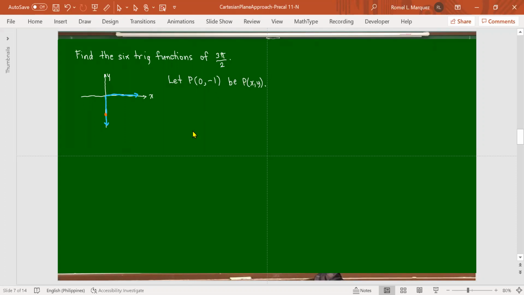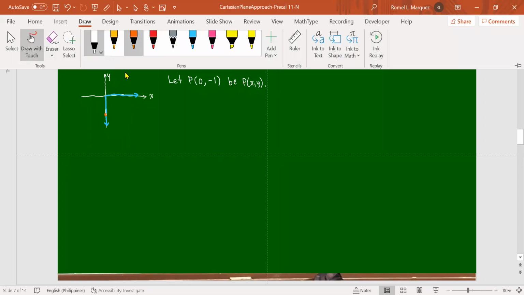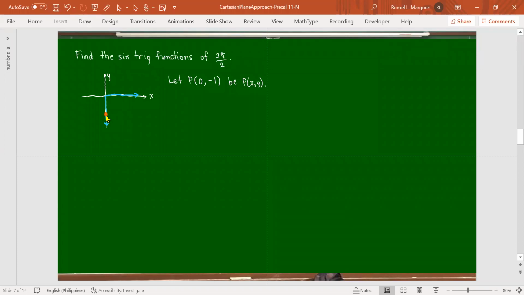So, sir, why was it 0 automatically? Isn't x 0 here? Let's say this point, what are the coordinates of this point? What is the x of this? Isn't it 0? Am I right? And I want y to be any number, so I chose negative 1, because it can be on the y-axis. Any point on the y-axis can be -1, -2, -3, even negative square root of 5. But the best to choose is -1. You don't have to worry, you'll get the same function values.